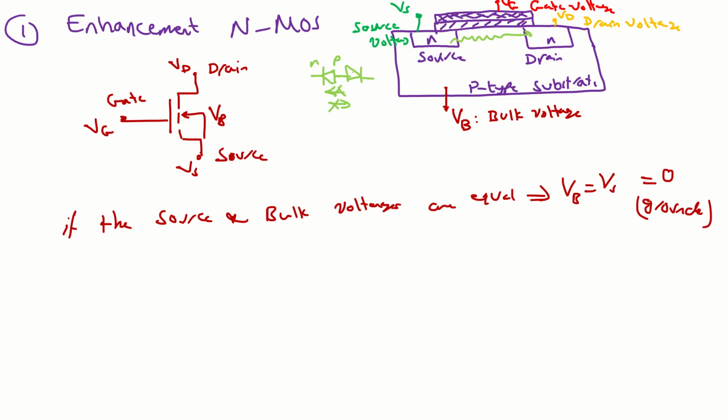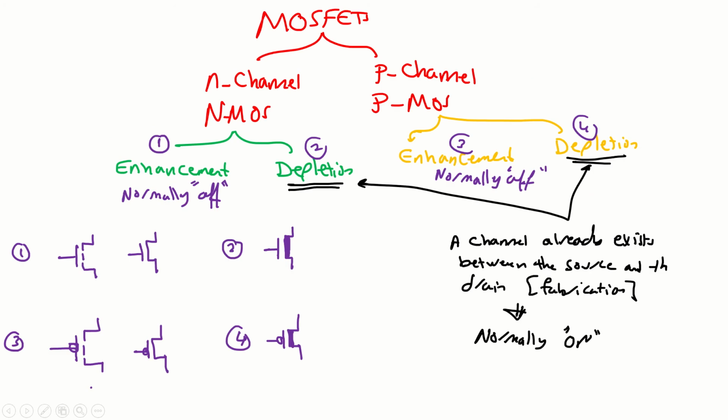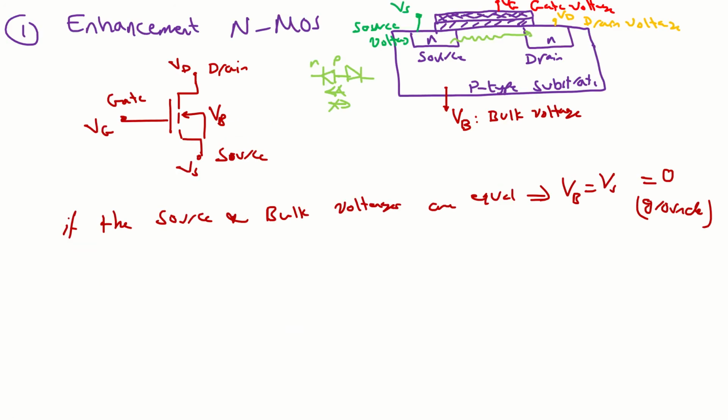That means the device is normally off, as we wrote somewhere here. So this is why we call it normally off. That means to turn the device on, we have to do something, which means we have to apply voltage at the gate. Why is that? Because applying voltage at the gate will either repel away the carriers or attract the carriers toward the source.